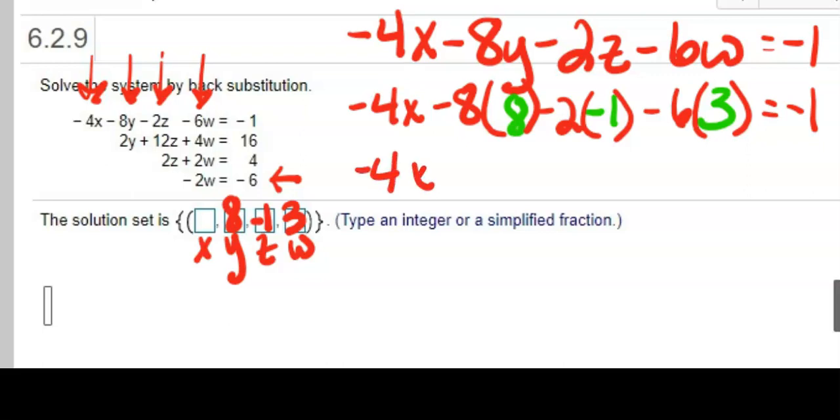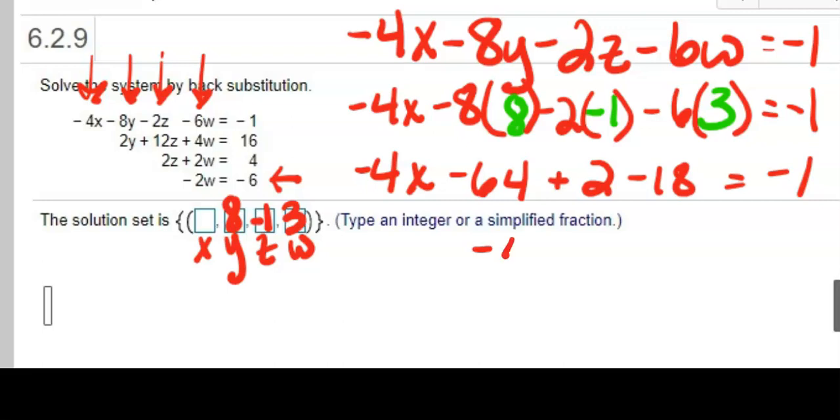So I've got a negative 4x minus 64. Negative 2 times negative 1 gives me positive 2. Negative 18, negative 1. Okay, so negative 64 minus 18 is going to give me negative 82, plus 2 is negative 80. So I've got negative 4x minus 80 needs to be a negative 1. So I'm going to add 80 to both sides.